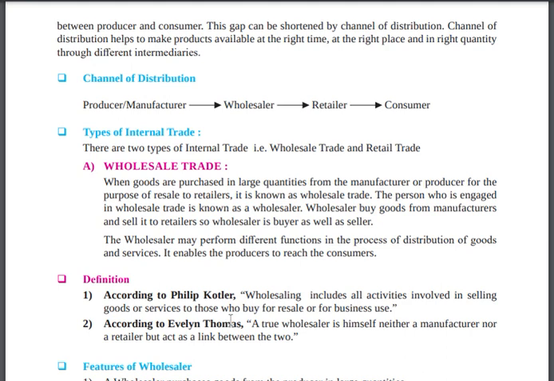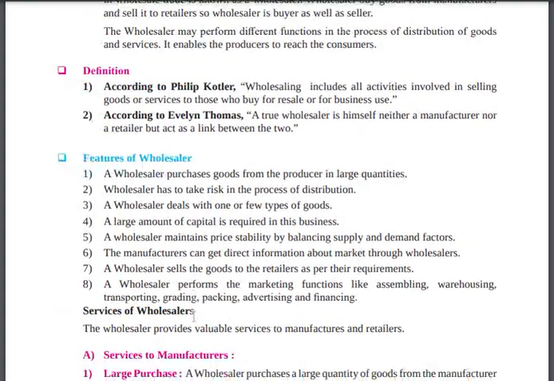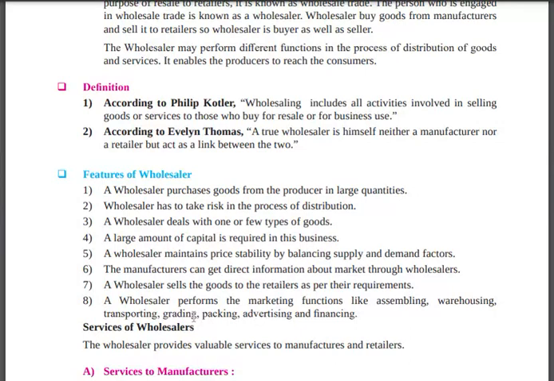Let's take an example in your area. If you see the vegetable shop in your area, those people are the retailers. They are also getting the vegetables from somewhere else, and that somewhere else is called the wholesaler. They are not getting the vegetables directly from the khet, right? From the wholesaler they purchase and sell in your area. Clear?